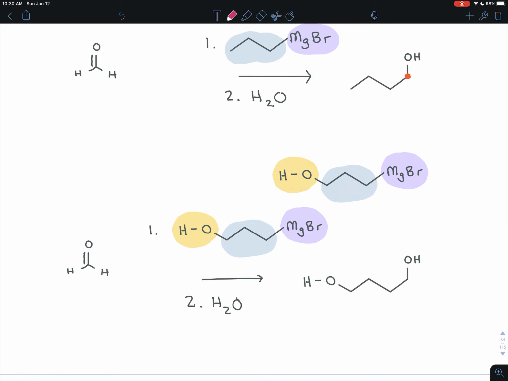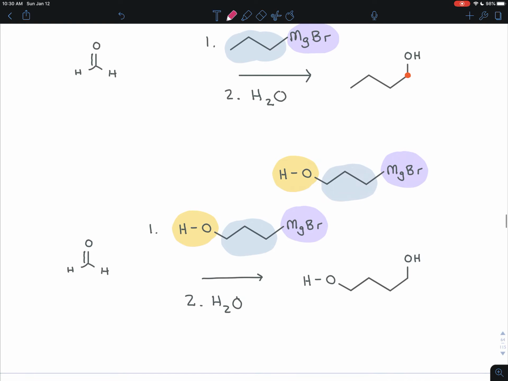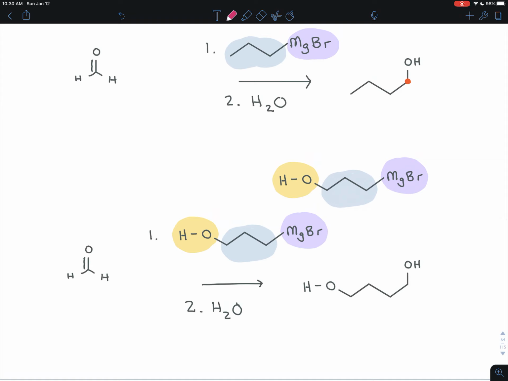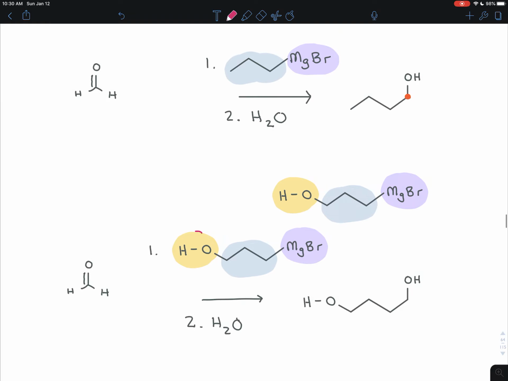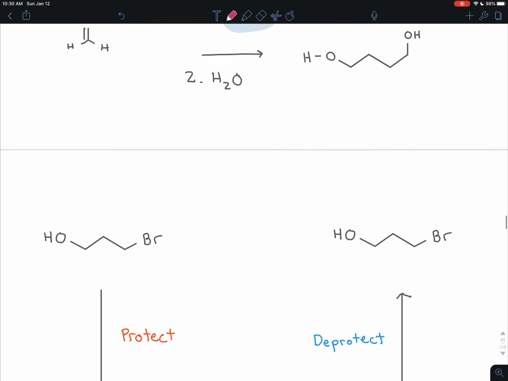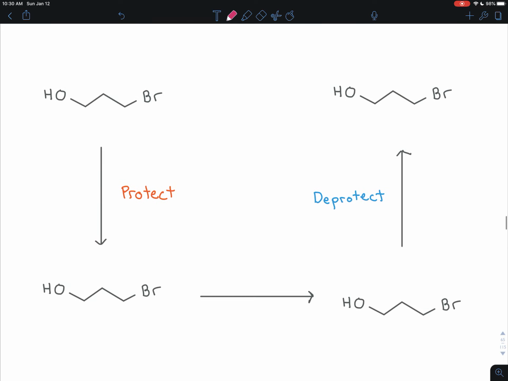So are you stuck? Is there nothing you can do? There is something you can do. You can prevent the Grignard reagent from attacking that OH by doing something called protecting it. We can take this OH, which is reactive, turn it into something that's not reactive, do this reaction, and then turn it back. So for example, we could take this molecule we had in the beginning.